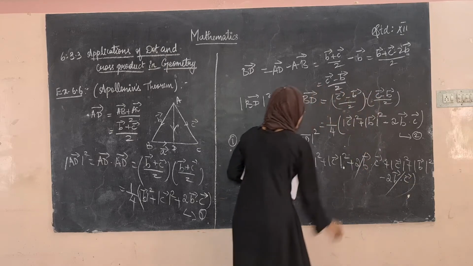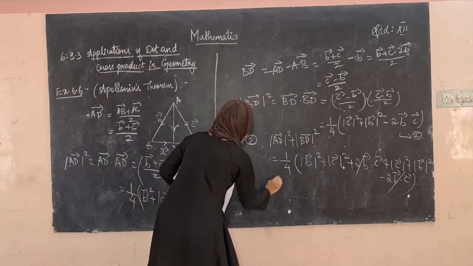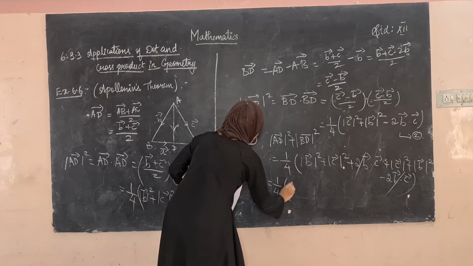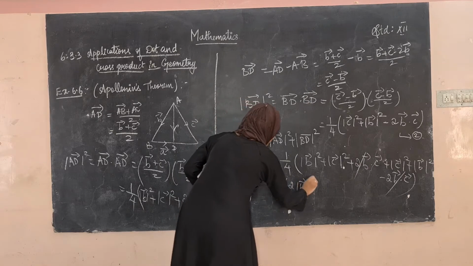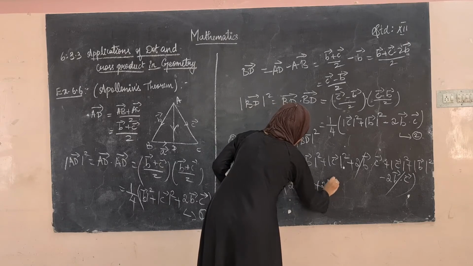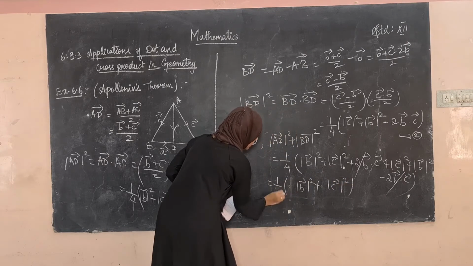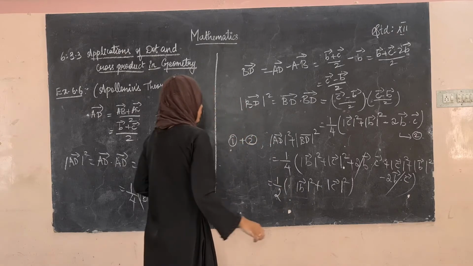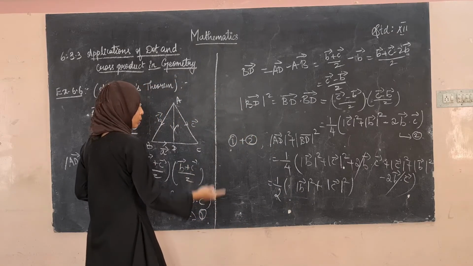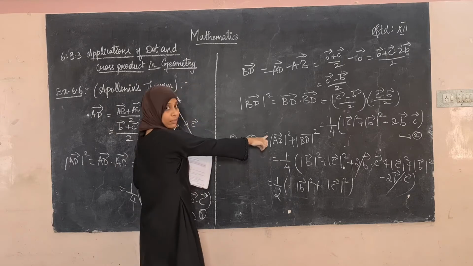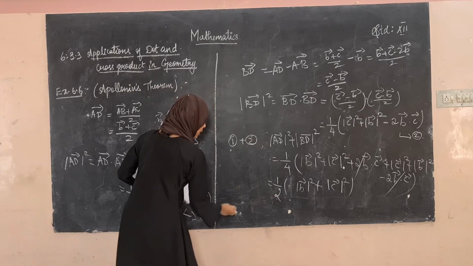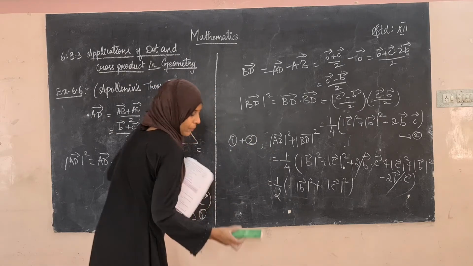So this and this get cancelled. What stands is 1 by 4 into 2 into modulus of b vector the whole square plus 2 into modulus of c vector the whole square. Take 2 as common, so it becomes 1 by 2 into modulus of b vector the whole square plus modulus of c vector the whole square. In the left hand side we are having this. So take this 2 to the left hand side, what happens?